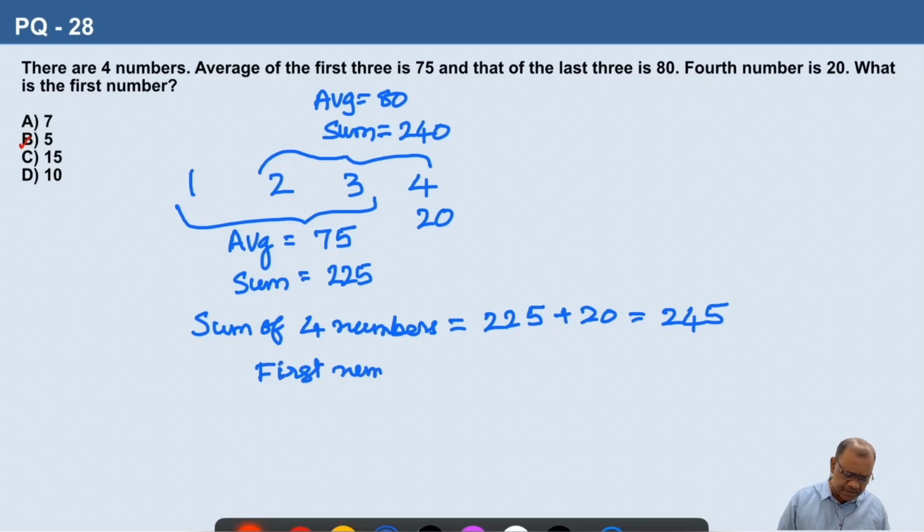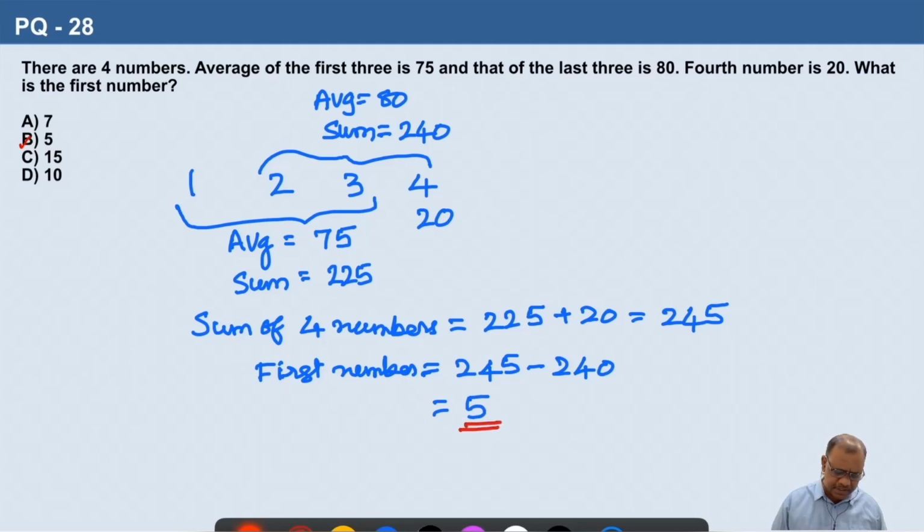First number is the sum of all the four numbers minus the sum of the last three numbers, which is 240. So if you subtract, you will get 245 minus 240, that is 5. So the first number is 5. So the correct answer is option B.